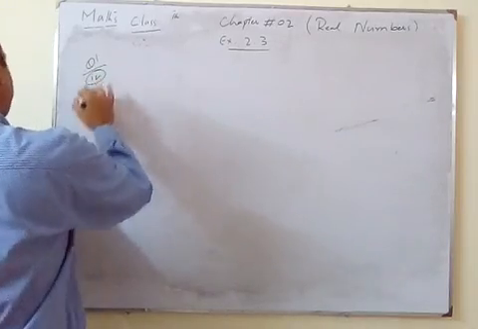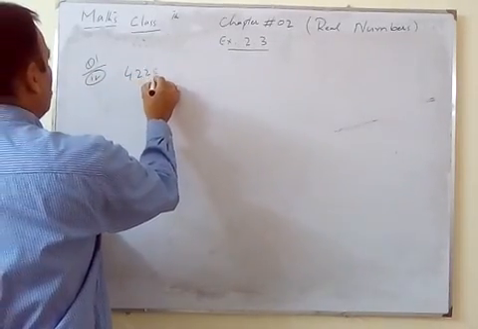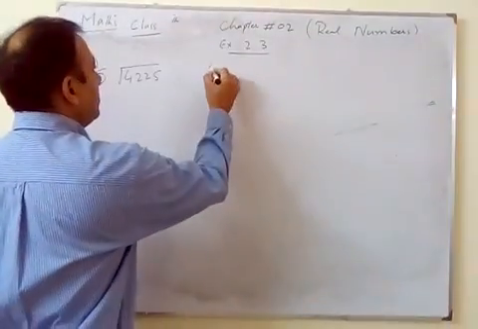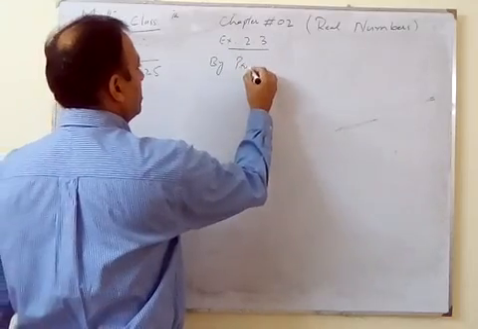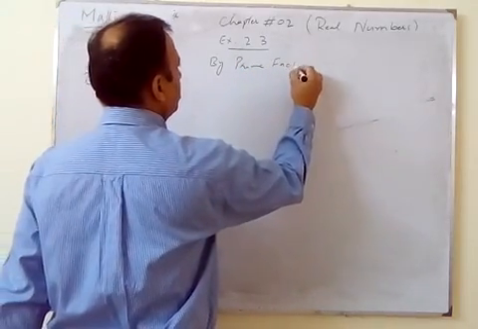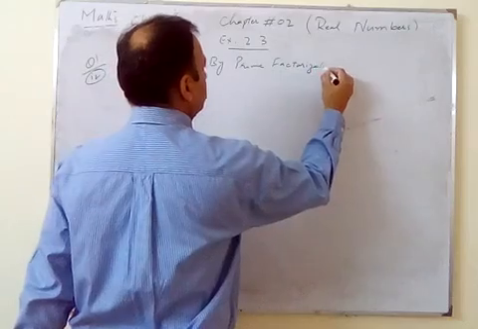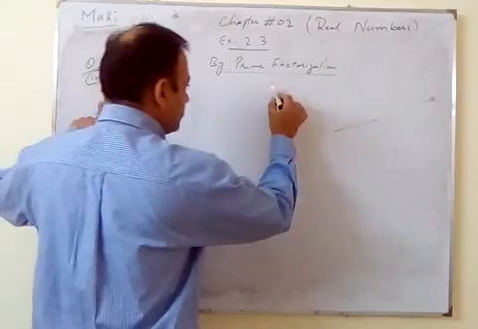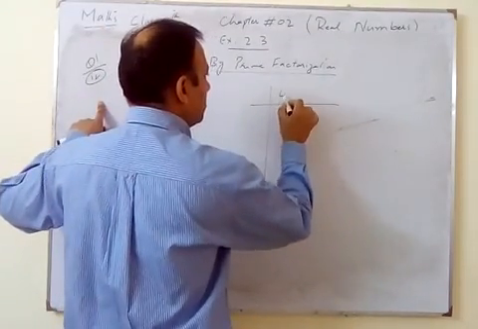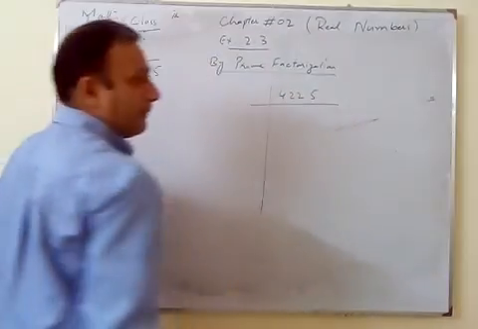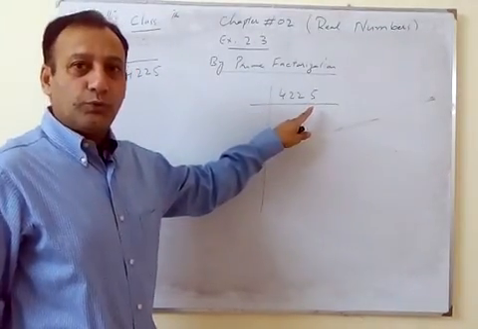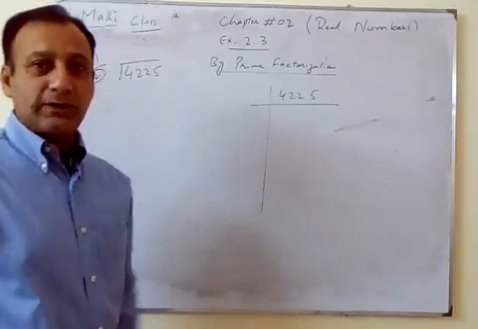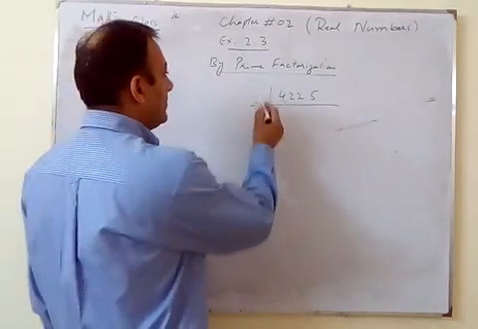Fourth part, 4225. This is all by prime factorization. So divide the numbers. Is it possible to divide this number by 2? No. Is it possible to divide this number by 3? That is also not possible. So the next prime number, that is 5.